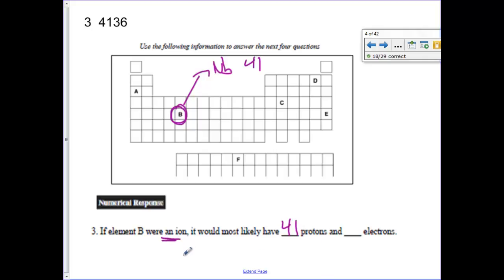But I said, what if it's an ion? Well, if it was an atom, protons, electrons would be the same. But as an ion, there's going to be a different number here. So I need to know what niobium's most common charge is. And I believe the first one listed is +5. So if this guy's +5, he needs to lose 5 electrons. So if you lose 5 electrons, you're down to 36 now. So I was looking for 41 and 36.